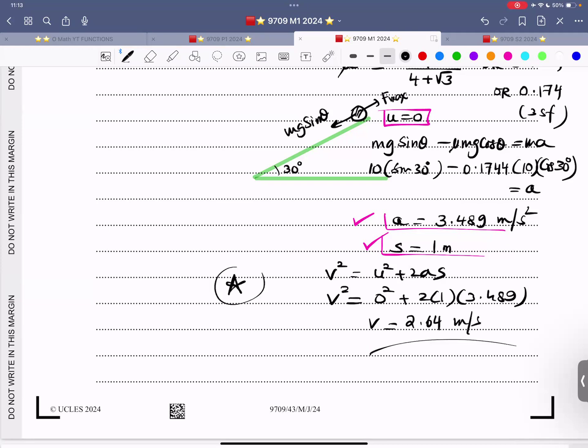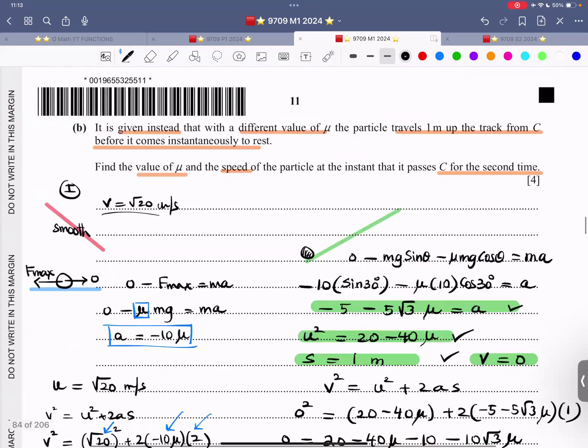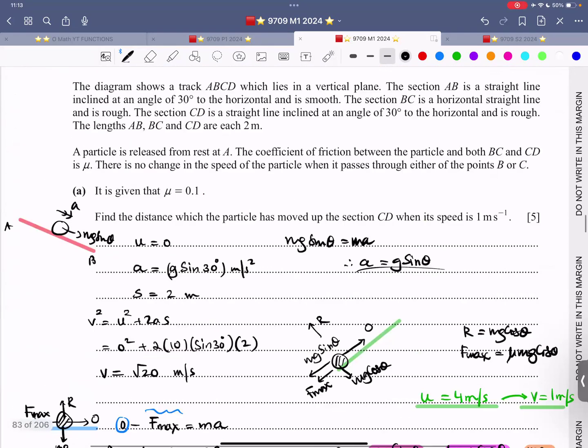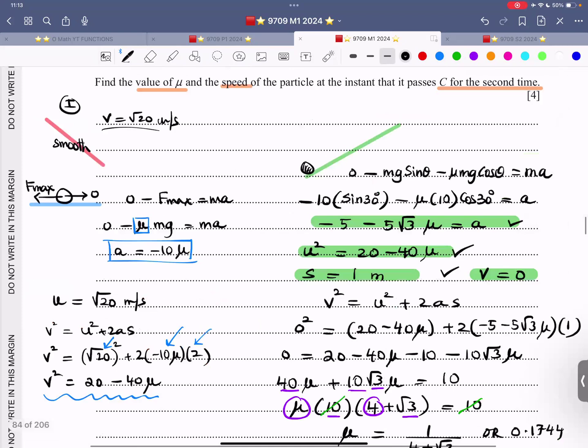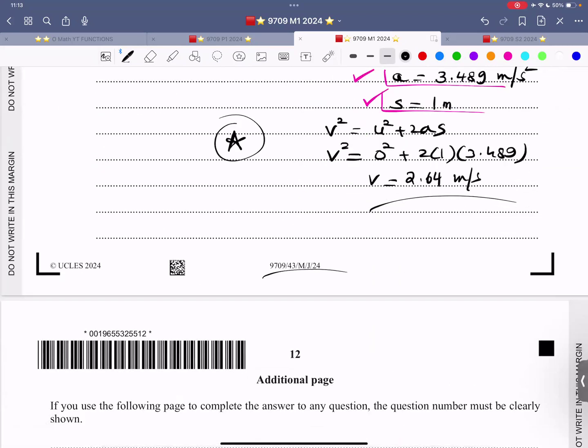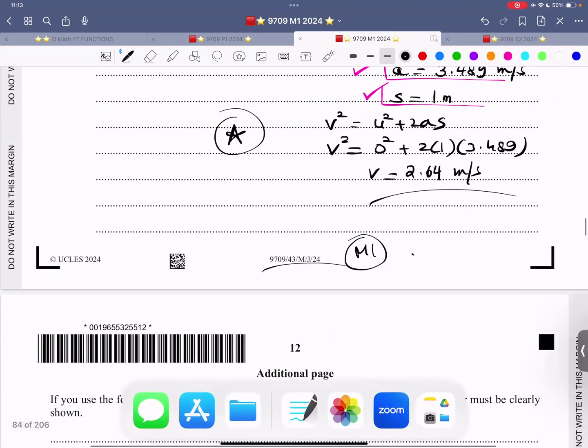And that is how you get an A star with all this elaborate kind of working. So that's how this paper is done and dusted, May/June 2024, M1. And that was one tough paper. Take care, everyone.